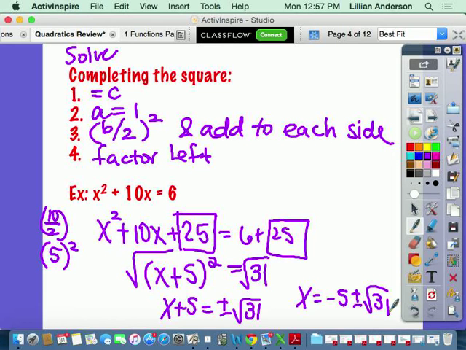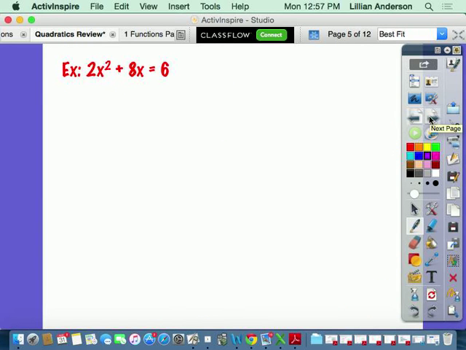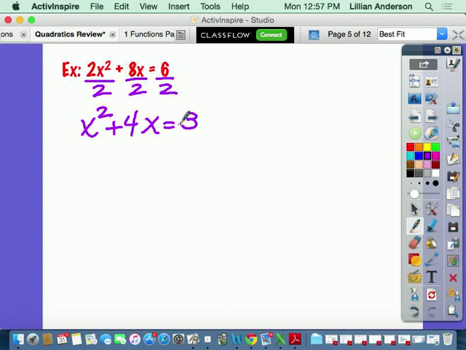Okay? Let's look at another one. Is the constant on the side by itself? Yes. Is A 1? No. How do I make A 1? Divide by 2. And you divide every single thing by 2. So it becomes x squared plus 4x equals 3.